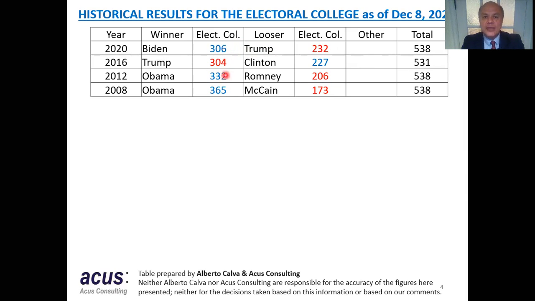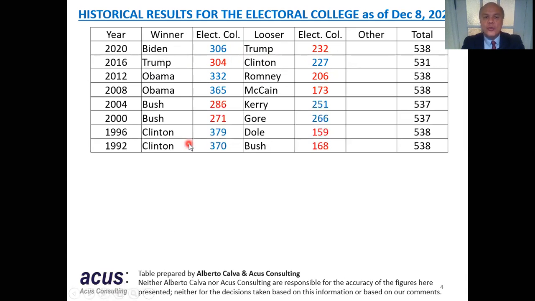Every figure in blue means a candidate from the Democratic Party, and every number in red means a candidate from the Republican Party. In 2016, Donald Trump got 304 votes from the Electoral College, while Hillary Clinton got 227. Before that, Obama, in his two periods, got 332 and 365 against Romney and McCain.